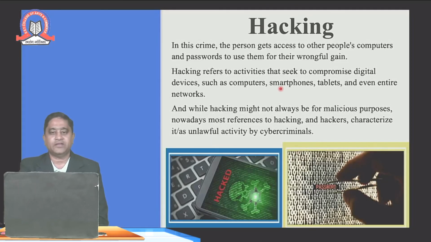Hacking: in this crime, a person gets access to another person's computer and password to use them for wrongful gain. So here the main intention should be wrongful gain. Hacking refers to activities that seek to compromise digital devices such as computers, smartphones, tablets, or even an entire network. While hacking might not always be for a malicious purpose and may sometimes be useful, a license has to be obtained from the certifying authority; that is called ethical hacking. So there is a thin borderline of difference between ethical and unethical hackers. Ethical hackers have the license to hack that particular system, and unethical hackers don't have that license. If unethical hackers just go into a site and hack that system, then they would be tried as cyber criminals.